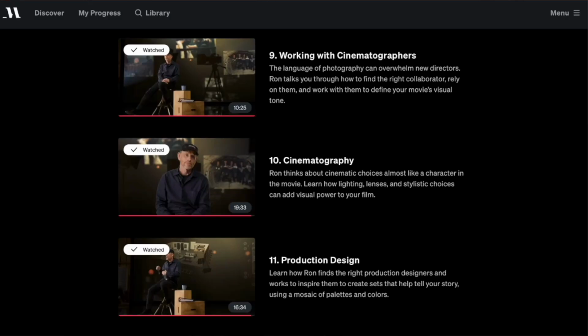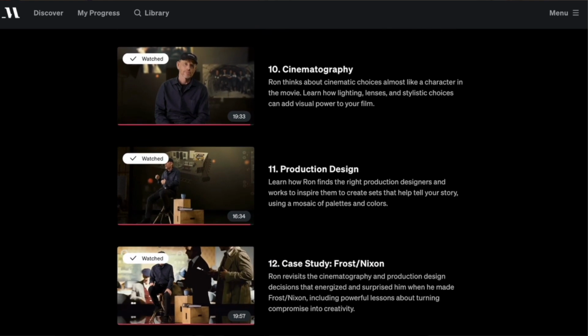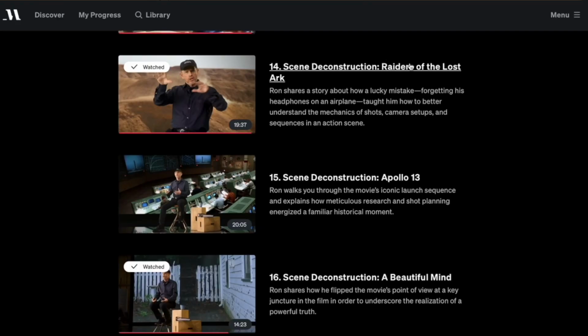Then on here he gets into some more technical parts, so cinematography itself, production design. Then we get to the scene deconstruction of Raiders of the Lost Ark, Indiana Jones. So you sit down together with Ron Howard and you watch an action scene from there. It's a car chase, and Indiana Jones is moving from car to car, fighting with people and all of that. So really a very entertaining scene, but definitely not so easy to shoot.